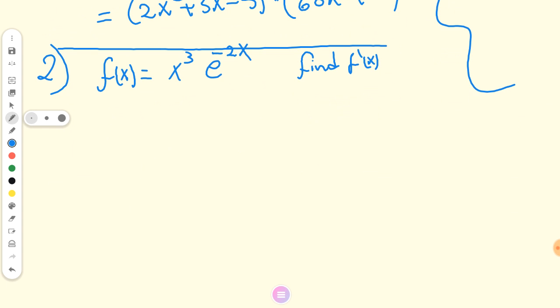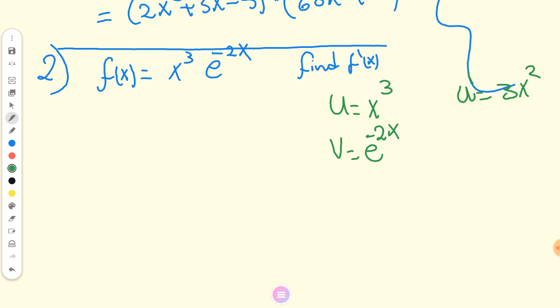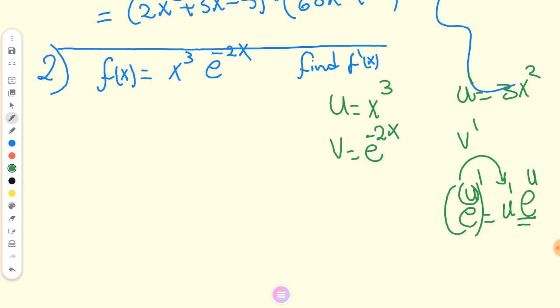Where is u? Okay, u will be x to power 3. What is its derivative? u prime will be 3x squared. v will be e to power negative 2x. That is an exponential function, a composite function. So its derivative, if you remember, for e to power u, the derivative of a natural exponential function will be u prime e to power u. The derivative of the exponent multiplies the exponential function. What is the derivative of the exponent? Negative 2. Okay, multiply the exponential function.